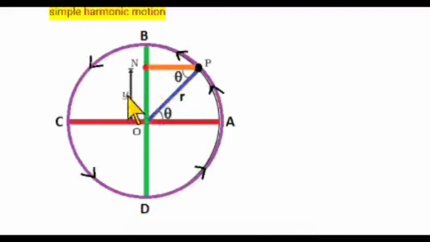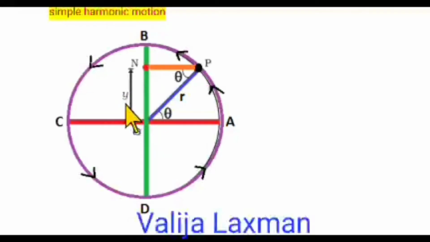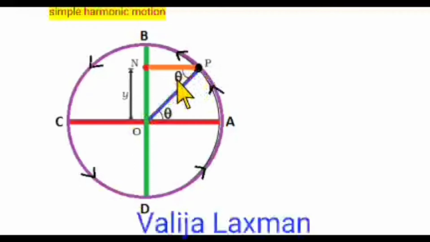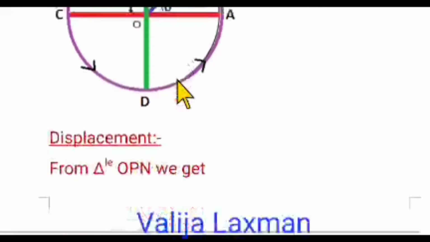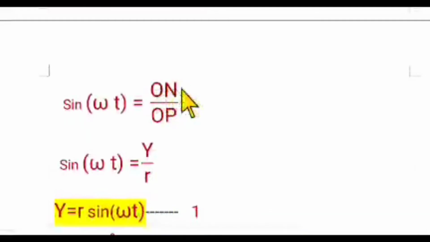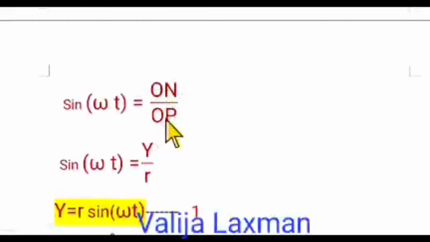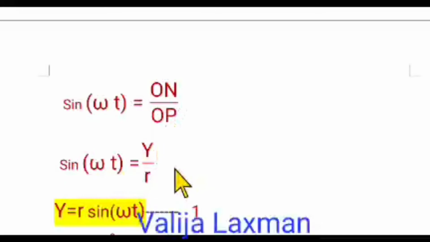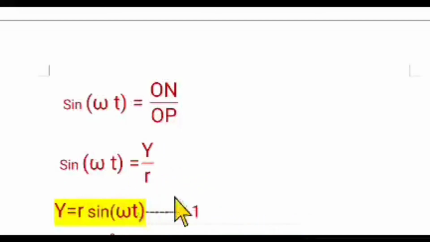Now we have to obtain the equation for this displacement. For that, from this triangle OPN, write sin theta or sin omega t. Writing sin omega t, you will get opposite side by hypotenuse, that is sin omega t equals ON by OP. Here ON is nothing but y and OP is nothing but r. So taking this to the left side, y is equal to r sin omega t.